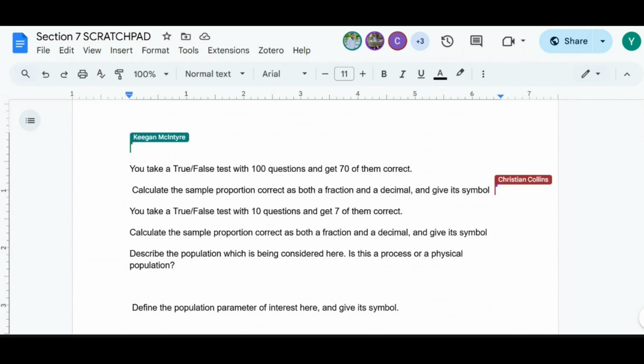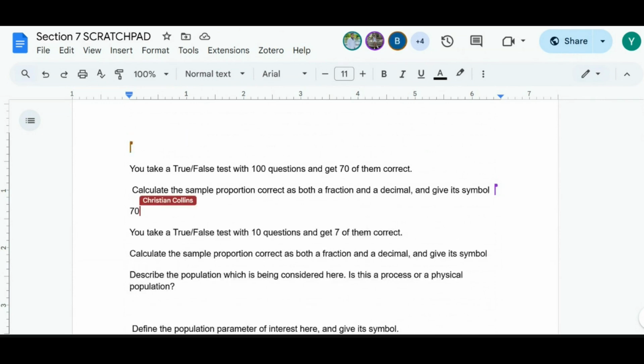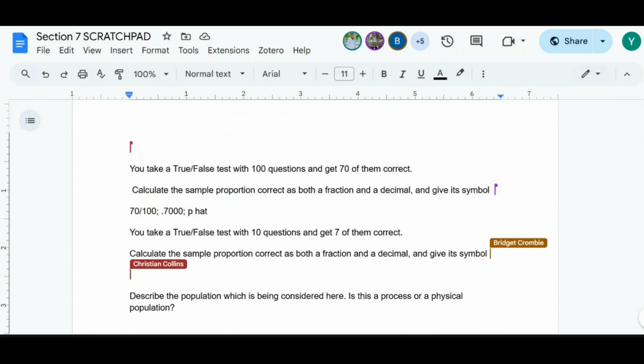Anyone at all? We'll try. I want to finish this in 10 minutes. I think we can. So yes, your score is 70 out of 100, which of course is 0.7. Good. And what's the symbol we give for this? Very good. I noticed that the speed at which you answer is increasing, which is good. It's p-hat, it's not pi.